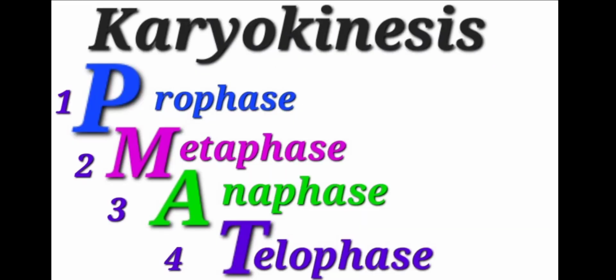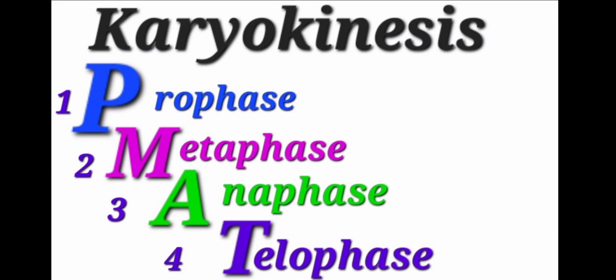Mitosis is completed in two steps: karyokinesis followed by cytokinesis. In this video, our focus will mainly be on karyokinesis. Karyokinesis is the division of the nucleus, and it involves four phases of mitosis, that is prophase, metaphase, anaphase, and telophase. Each of these phases merges into the next phase, thereby making it a continuous process.